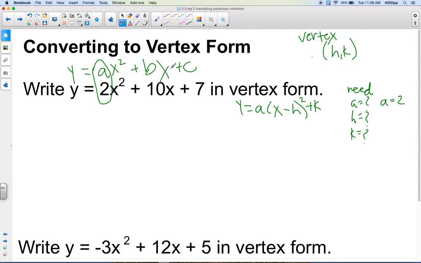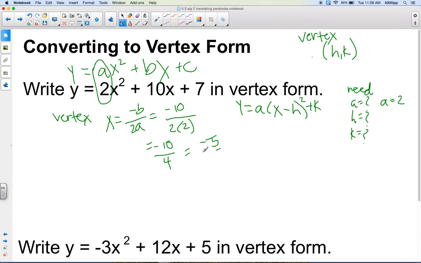So, we also know how to find the vertex when we are given an equation in standard form. To find the vertex when it's in standard form, we use negative b over 2a. This will find our x-coordinate of the vertex, and then we'll plug that in to find the y-coordinate of the vertex. So plugging in, we get negative 10 over 2 times 2. This is negative 10 over 4. We can simplify that. 2 goes into both of them, so negative 5 over 2. You can leave it as negative 5 over 2, or you can write it as negative 2.5.